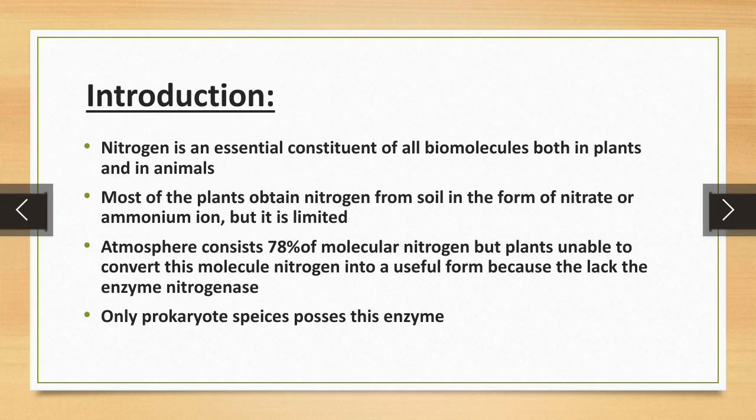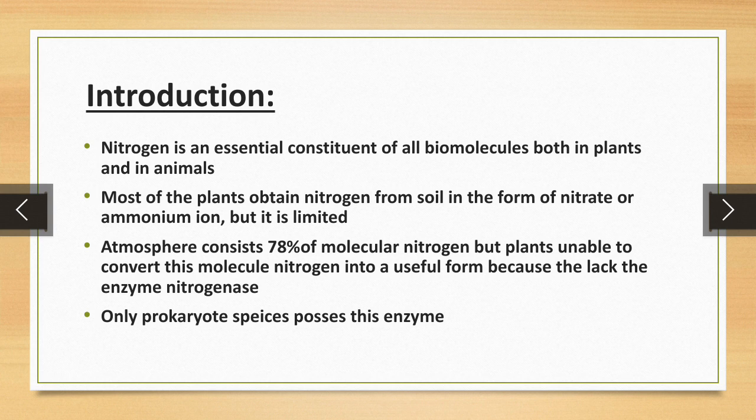Introduction. Nitrogen is an essential constituent of all biomolecules present in both plants and animals. Most plants obtain nitrogen from soil in the form of nitrate or ammonium ion, but it is limited.